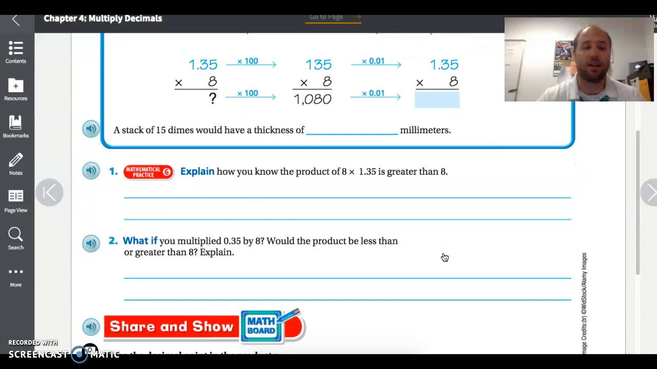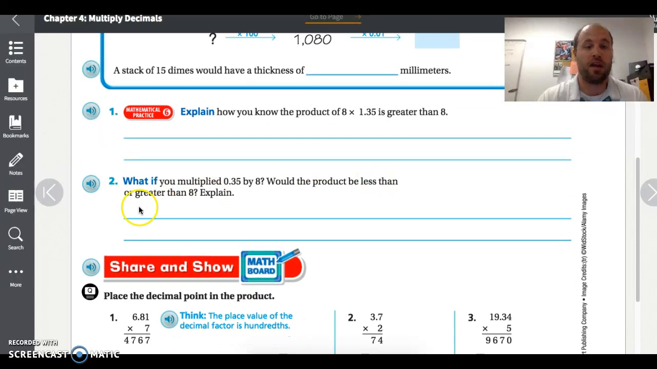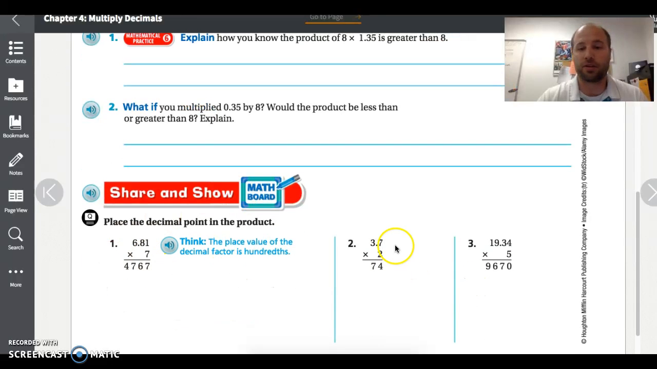Now you're going to explain how you know the product of 8 times 1 and 3 fifths is greater than 8. Think about that. Whole number and a decimal. What we talked about yesterday: if you multiply by a number less than 1, it's going to be less than 8. But what's different today? That is a whole number and a decimal. Then you can say, what if you multiplied 35 hundredths by 8? Would the product be less than or greater than 8? Explain. That's what we talked about yesterday. Then come down here, make your corrections, rework your problem, or remember the rule I just taught you.